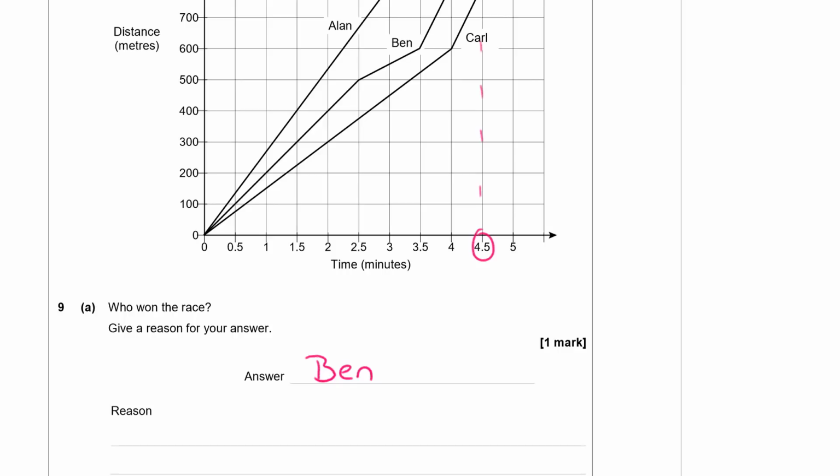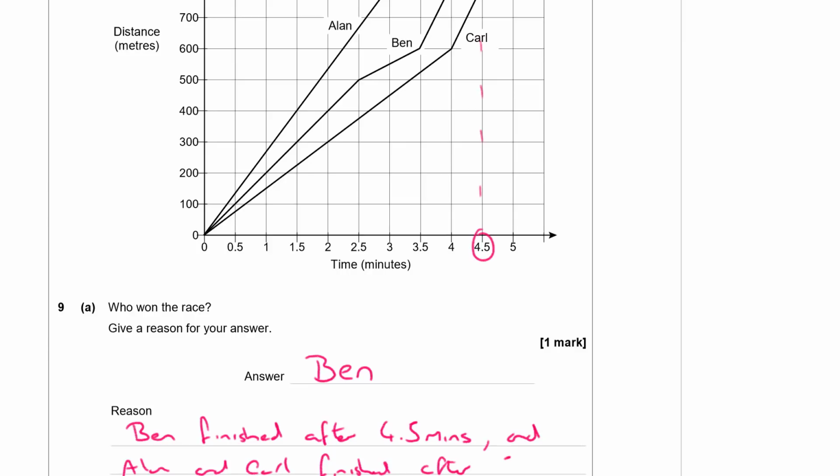Why? Because Ben finished after 4.5 minutes and Alan and Carl finished after 5 minutes.